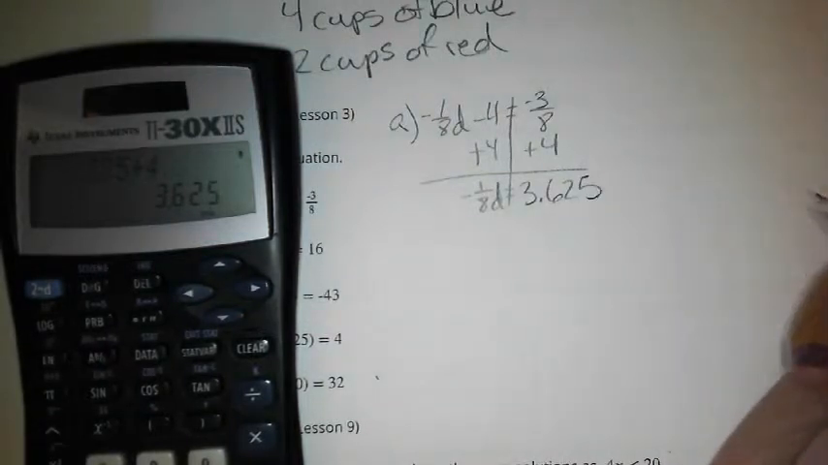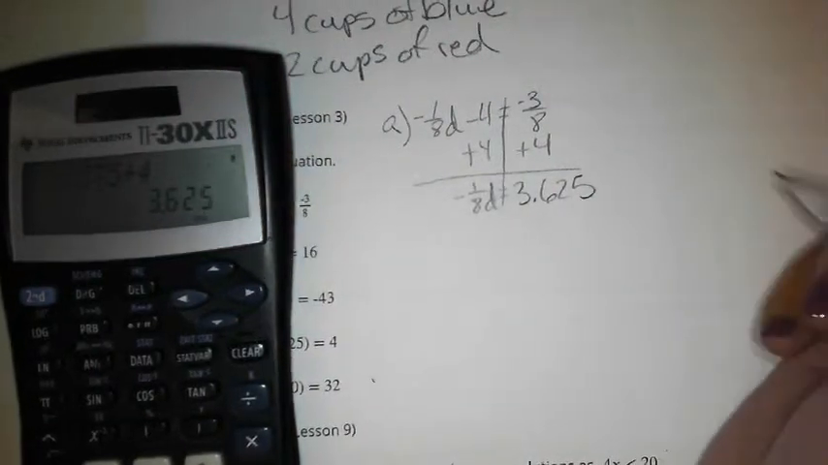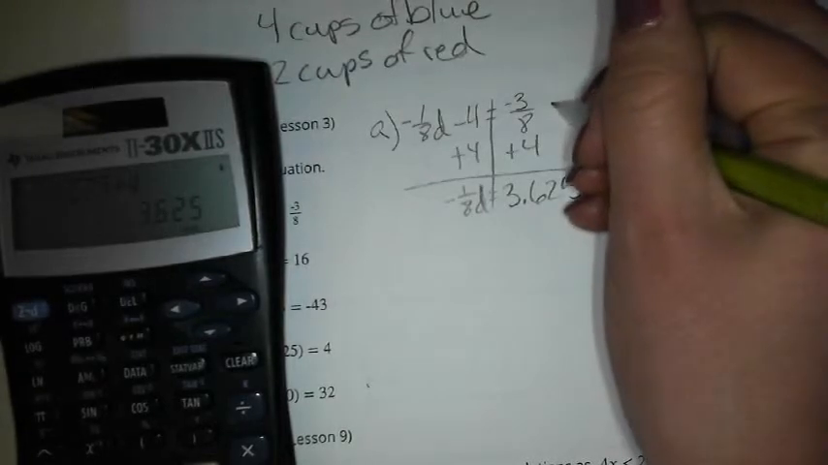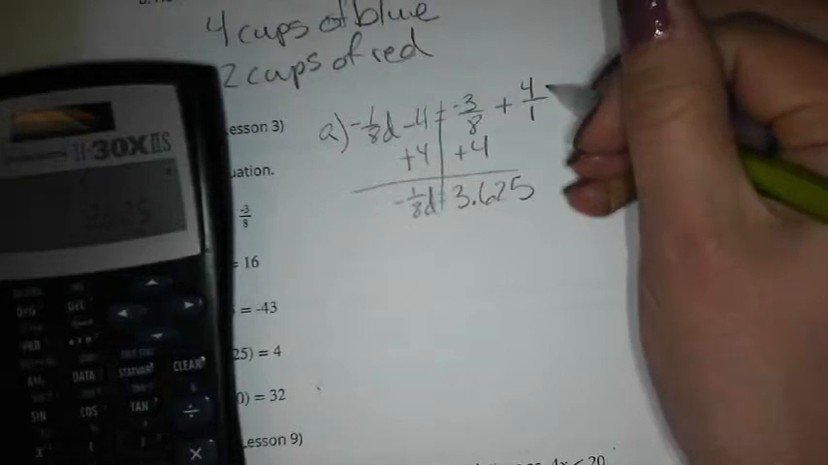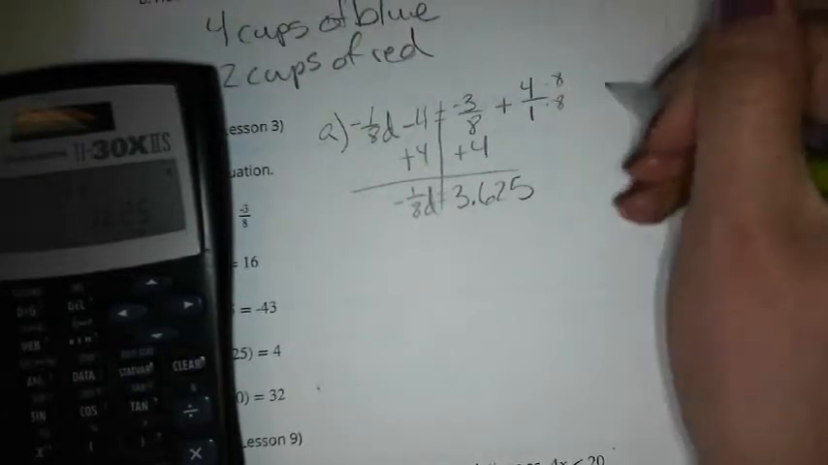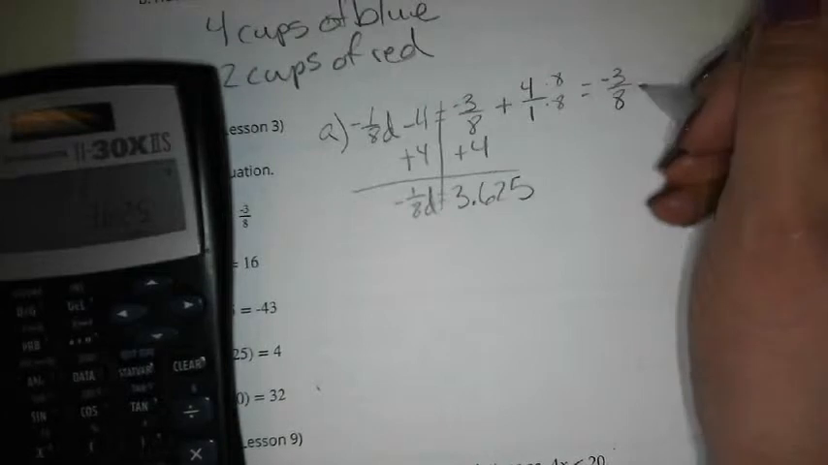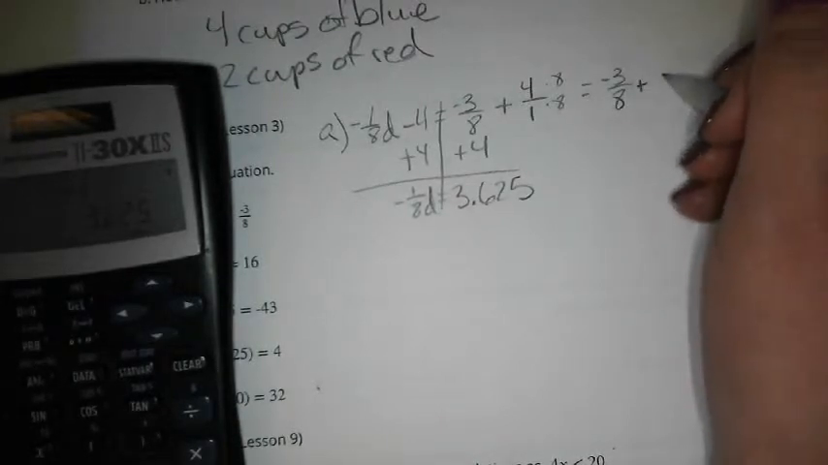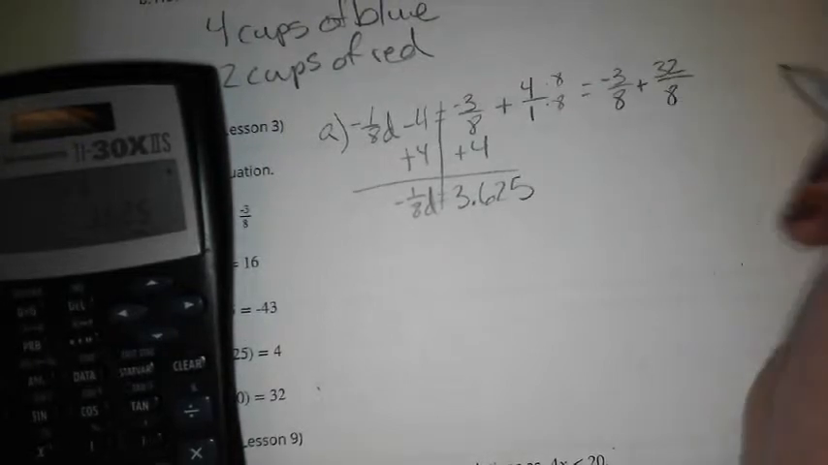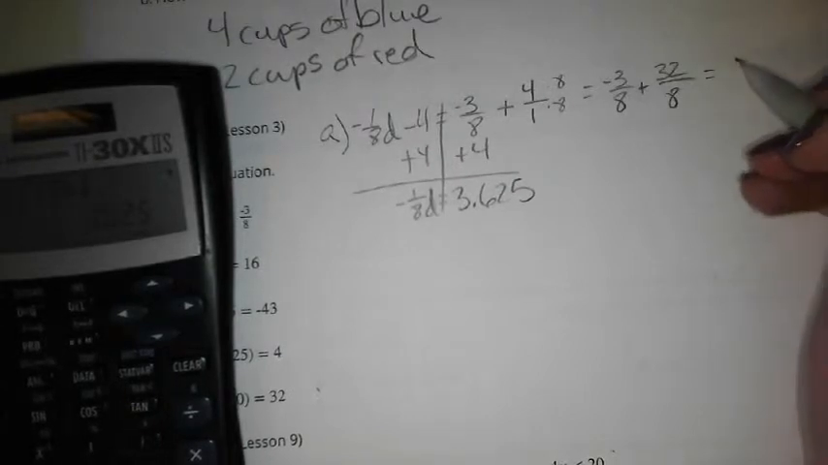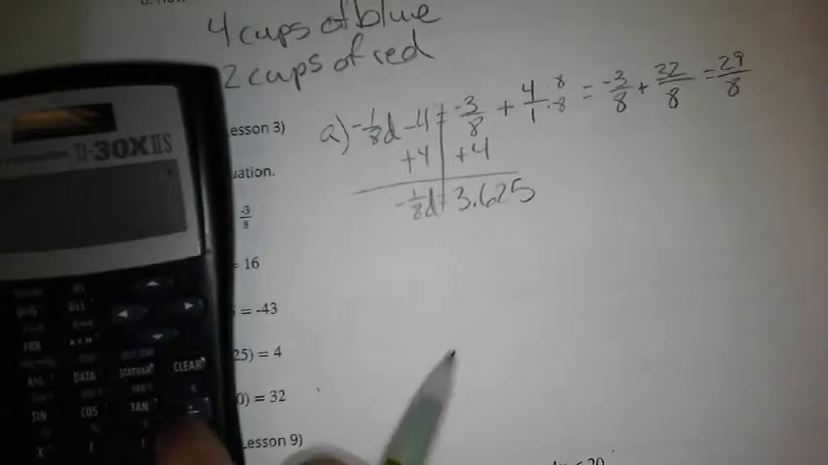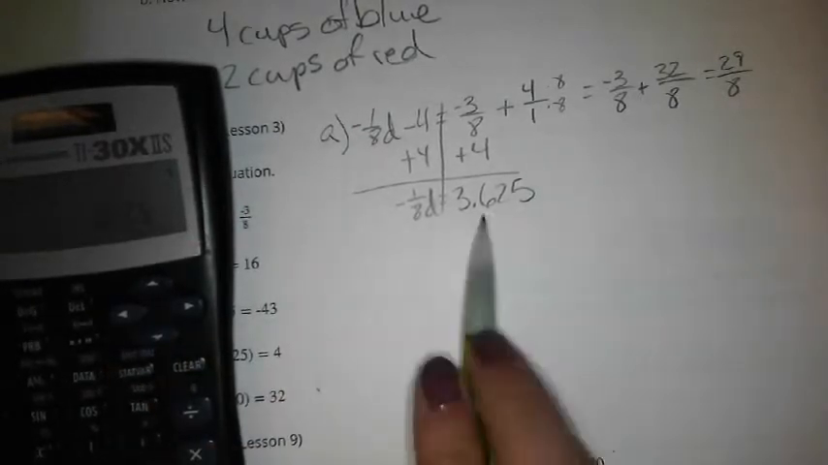3.625. I could have also changed this to a fraction, which I would have to times these by 8. So it'd be negative 3/8 plus 8 times 4 is 32 over 8. All right, negative 3 plus 32, 29 eighths. 29 divided by 8 is 3.625.